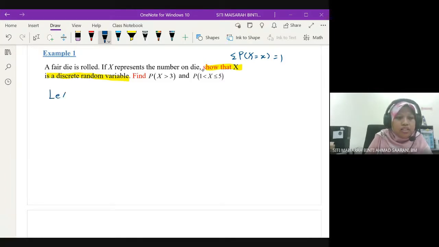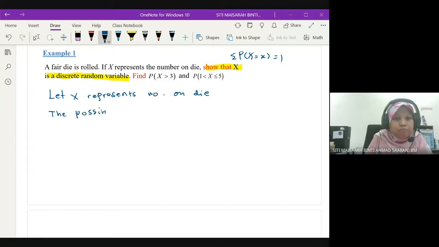Let X represent number on die. Number on die. Okay, number yang dekat dadu. So kalau dekat dadu, possible outcome dia adalah 1, 2, 3, 4, 5, 6. So jadi possible values of X is 1, 2, 3, 4, 5, 6.